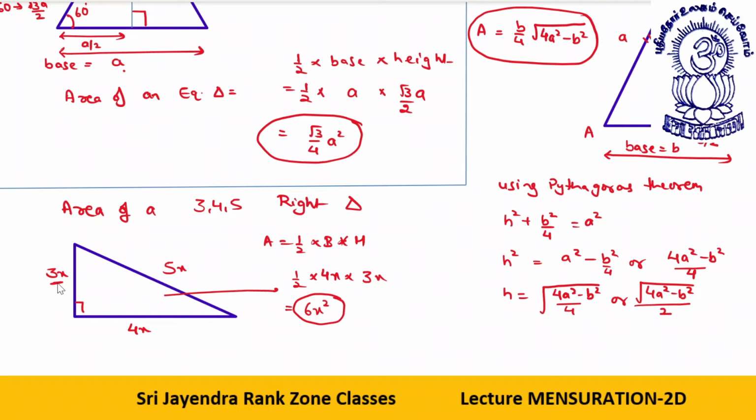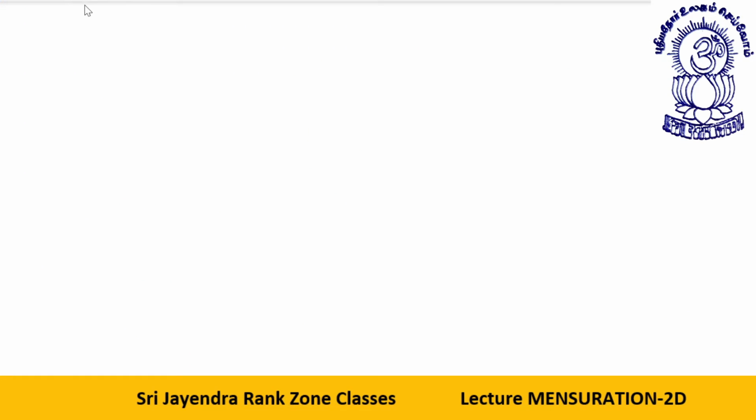If you know the value of 3x, you just find x. Don't do the square of 3x. Why? 3x square will be 9x square. Don't do this mistake, okay? Just find x square into 6. So I'll write it as x square into 6. This is the area for a 3, 4, 5 right triangle, okay? Should I move ahead, dear friends?